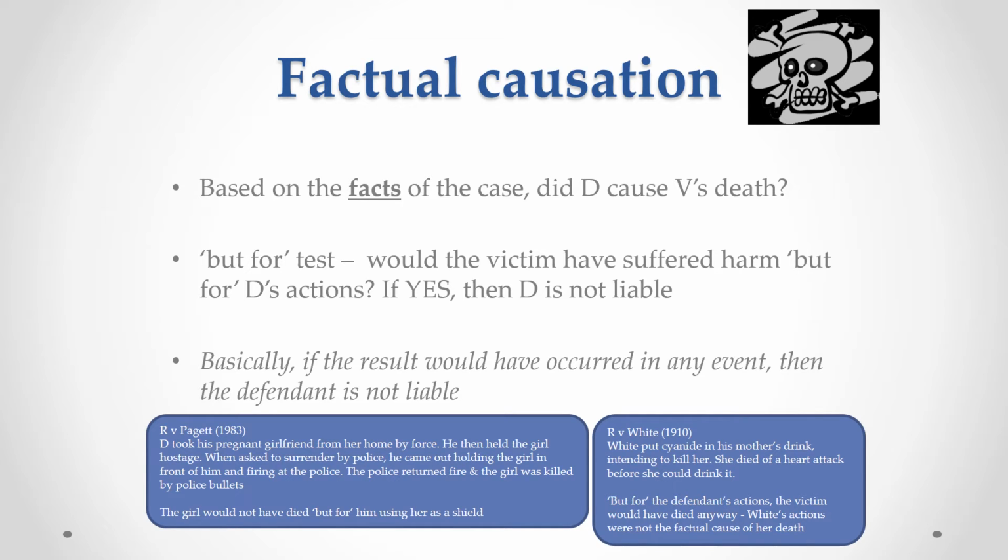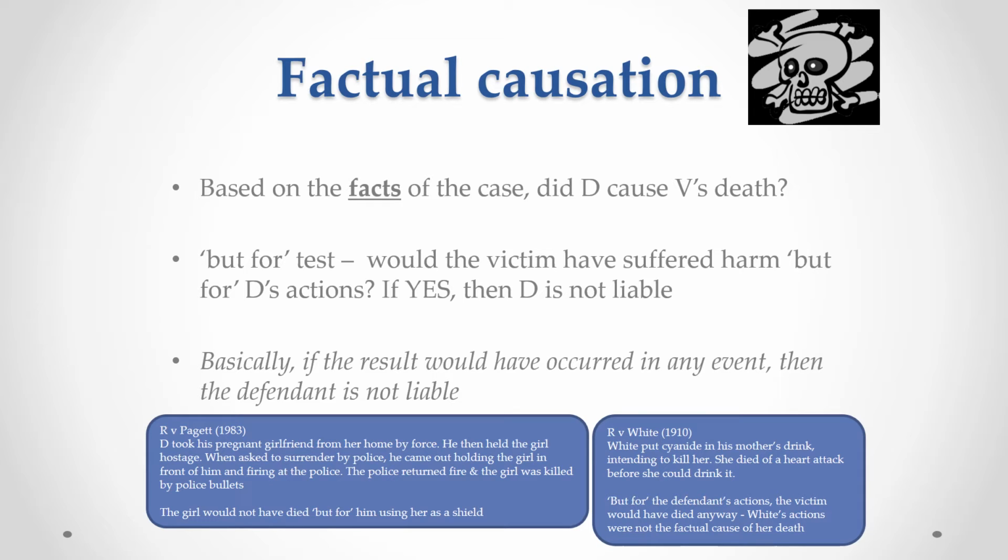Okay. He was charged with her death, and he argued that he wasn't the cause because she'd been killed by the police bullets. He argued what we call third-party intervention. Somebody else had killed her, not him. He was unsuccessful because the court, applying this factual causation test, said that the girl would not have died but for him using her as a shield. So his actions led to her death.